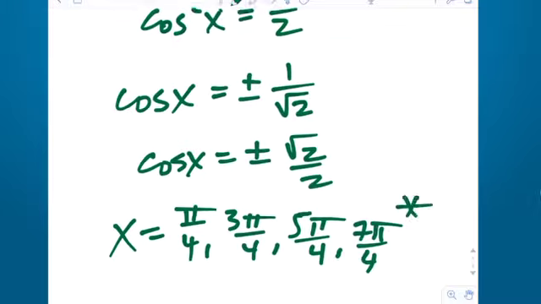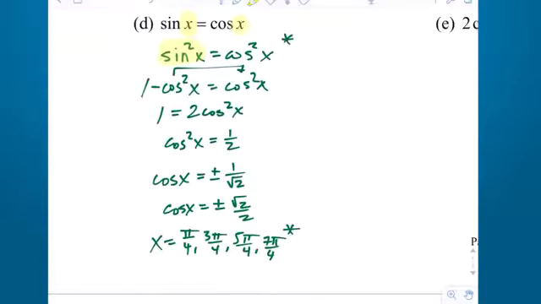But remember the asterisk. What was the asterisk for up above? Extraneous solutions. So how do we check for extraneous solutions? We ask them, yo, you extraneous?